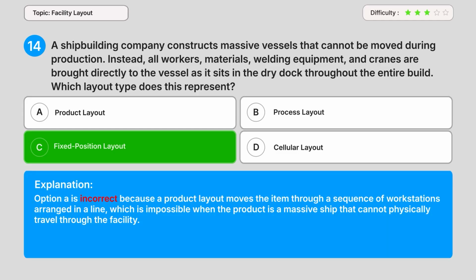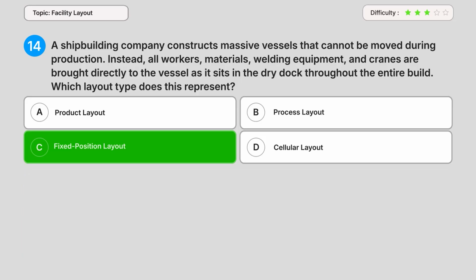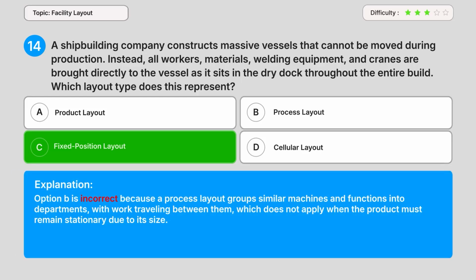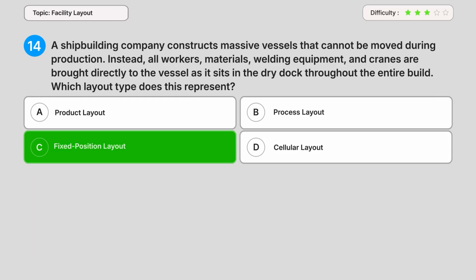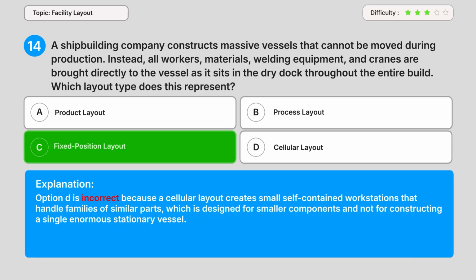Option A is incorrect because a product layout moves the item through a sequence of workstations arranged in a line, which is impossible when the product is a massive ship that cannot physically travel through the facility. Option B is incorrect because a process layout groups similar machines and functions into departments with work travelling between them, which does not apply when the product must remain stationary due to its size. Option D is incorrect because a cellular layout creates small self-contained workstations that handle families of similar parts, which is designed for smaller components and not for constructing a single enormous stationary vessel.